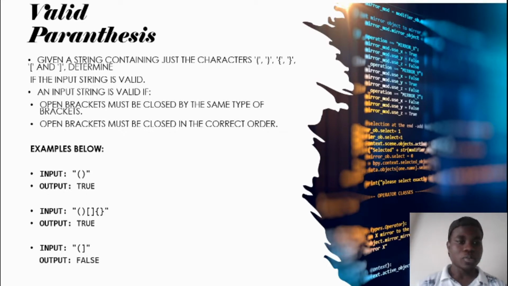Examples below: we have an input of those round brackets, so here we should get true. We have an input of all those three pairs, and then we have true again. Then we have a mixture of the round and the box brackets, and we have false for that. So now let's go to our pen and paper so that we can clearly understand what's happening and see a feasible solution that we can come up with on pen and paper.